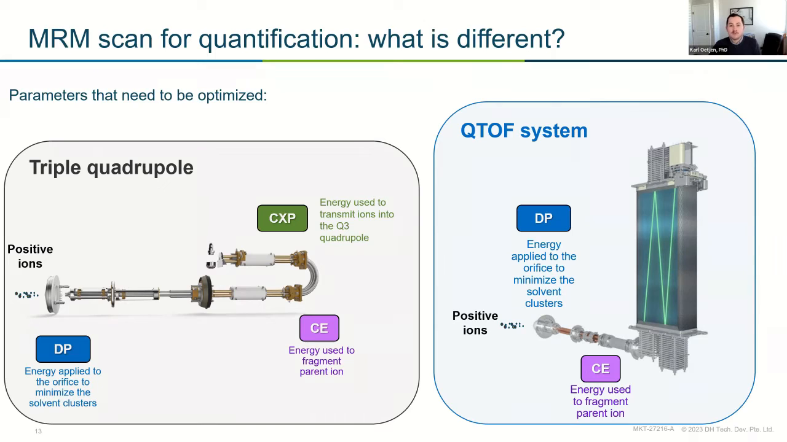But in terms of re-optimizing, usually most folks are pretty happy with their sensitivity and don't have to redo that portion. And then CXP, or collision cell exit potential, is something we normally don't optimize on a QTOF simply because it doesn't really make much of a difference. Similar to a triple quadrupole, it's something that you're not really gaining a lot of sensitivity from when you're optimizing for a specific compound, maybe 1-2%, not a whole lot.